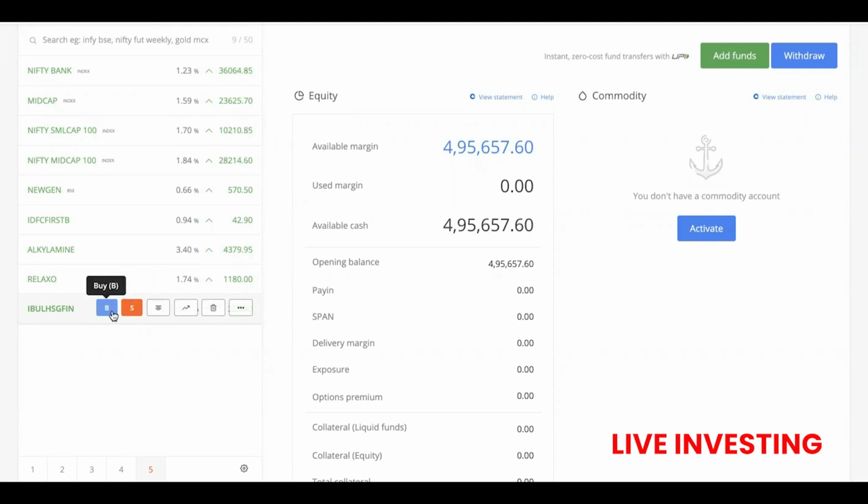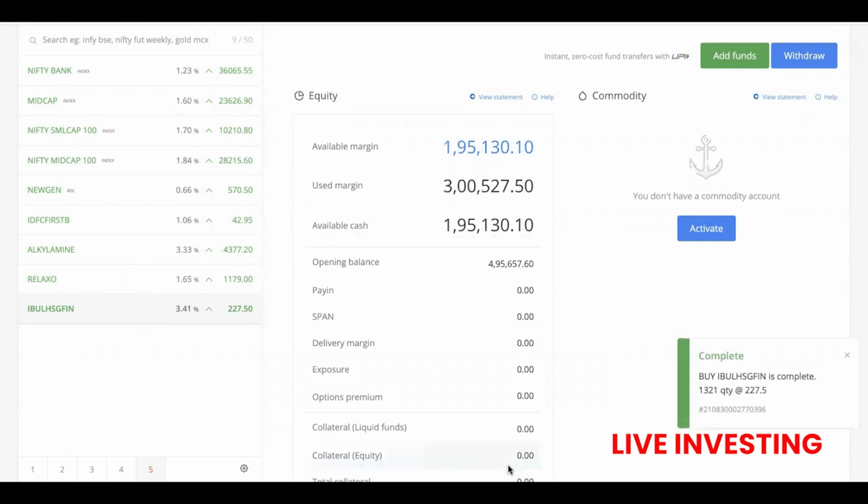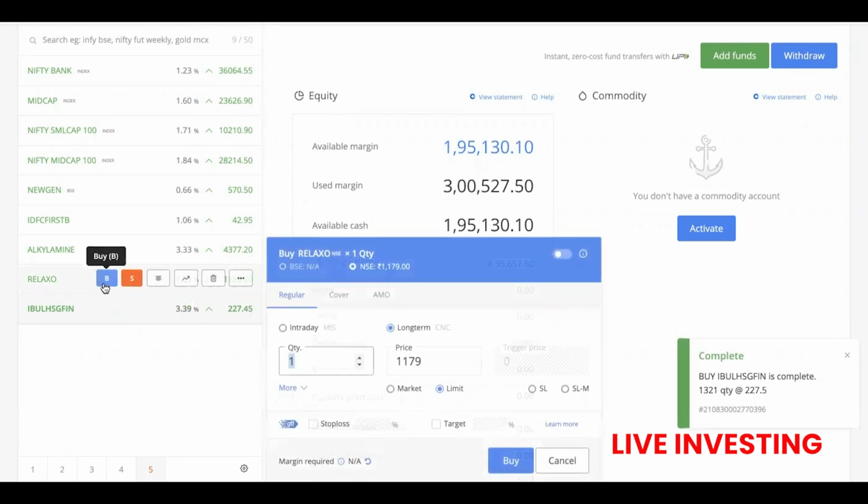Okay, so I'm going to buy two stocks. One is India Bull Housing Finance. So I will press the buy button. I'm going to buy 1321 quantity, which is approximately 3 lakhs. So bought, order complete. Then I'm going to buy Relaxo.